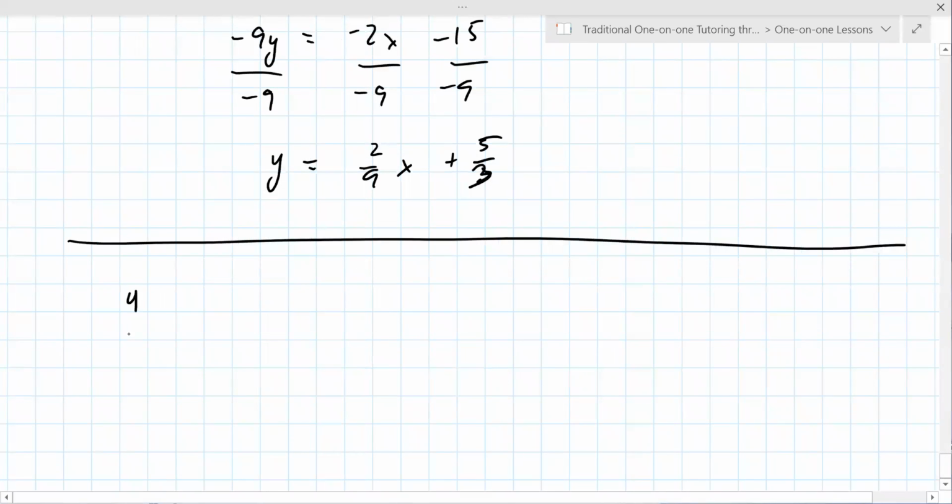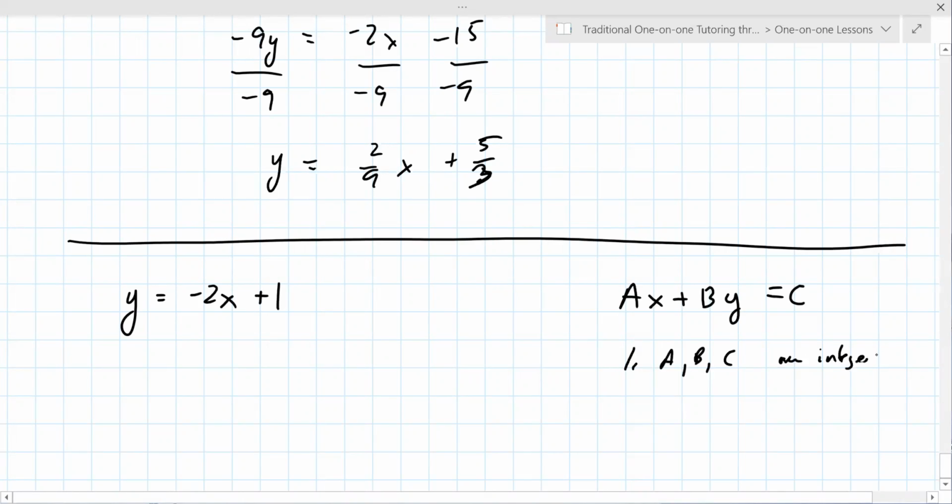So again, let's say y equals minus 2x plus 1. And we want to get it into this form over here on the right. So there are some rules. A, B, and C are integers. So it means no fractions, no decimals. A has to be greater than 0, so it's positive, meaning the thing in front of x. And potentially a third one is that it needs to be in reduced form.